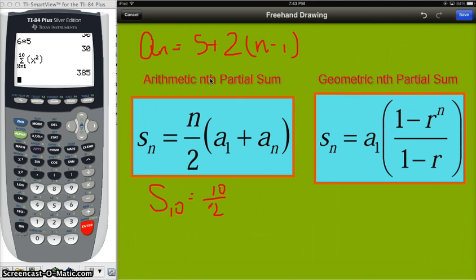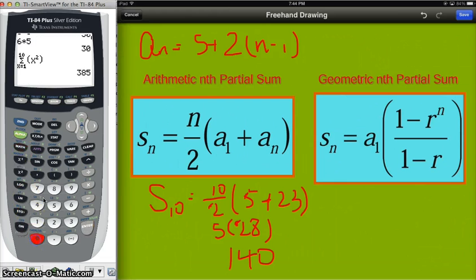A sub 1 is the first term, which in this case is 5. And then a sub n is going to be a sub 10. So if I plug 10 into my equation, 10 minus 1 is 9, times 2 is 18. 18 plus 5 is 23. Okay. So I end up with 5 times 28, which is 140.